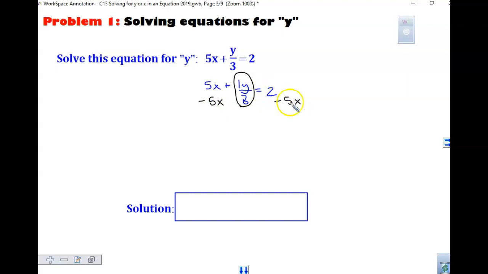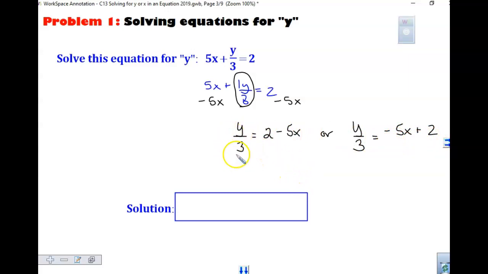Now I just want you to notice I did not line these up, and the key thing is because these are not like terms. So I now have 1y divided by 3 equals, and I prefer to put my x term first, but 2 minus 5x is the same as y divided by 3 equals negative 5x plus 2. The key thing is you have to keep the negative with the 5 and the 2 was positive, so make sure you keep the right signs.